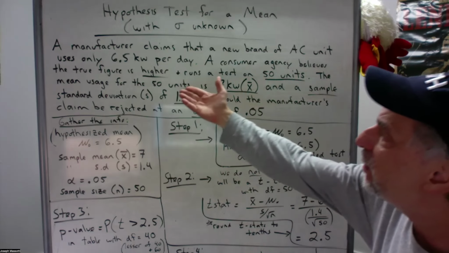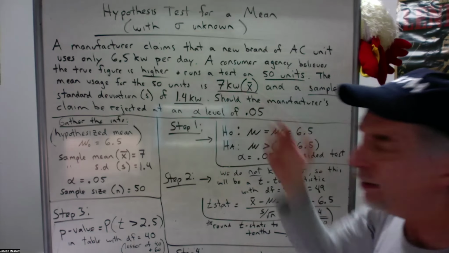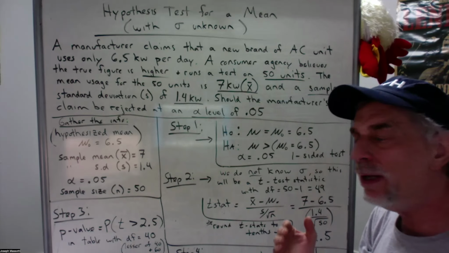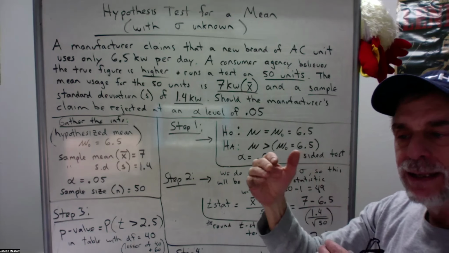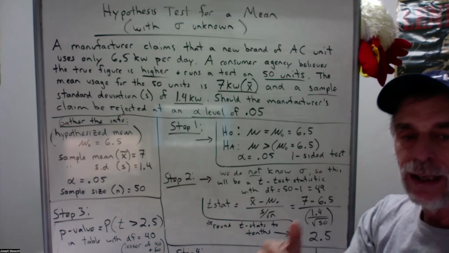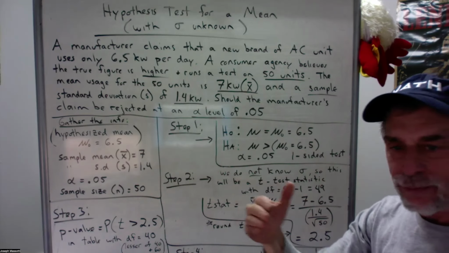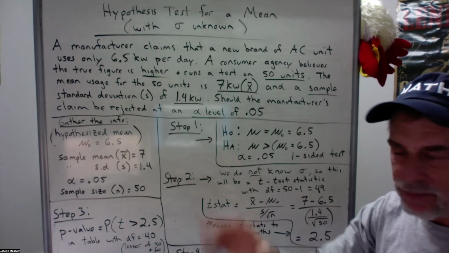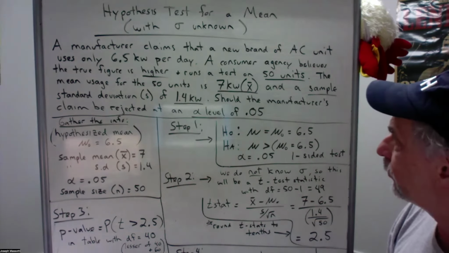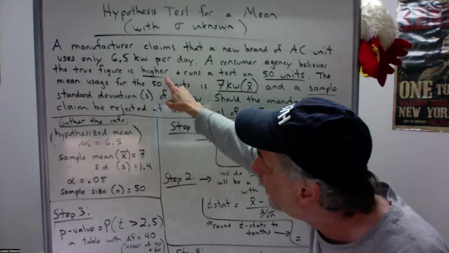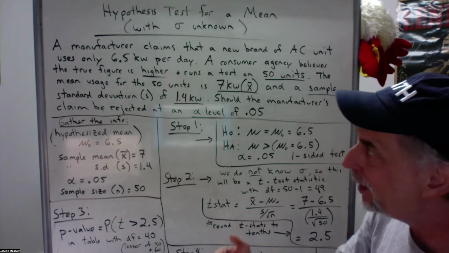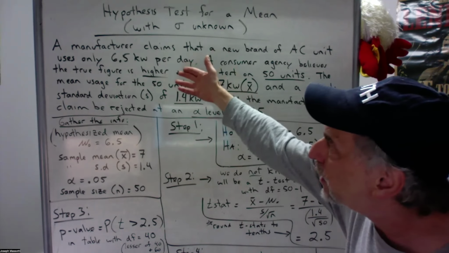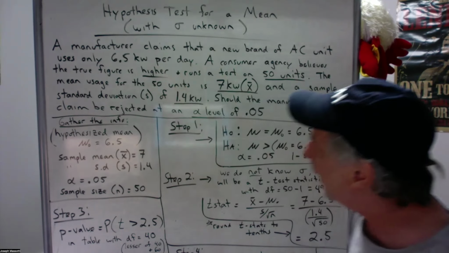The consumer agency believes the true figure is higher. That's key, because remember, when we form our hypothesis, we're either going to look for evidence that the mean is greater than something, less than something, or different. So looking at both ends of the inequality. Here, this tells us that this is going to be a one-sided test. We're looking for evidence that the mean kilowatts per day is higher than that number.